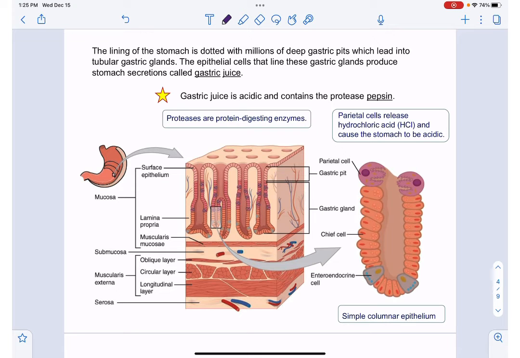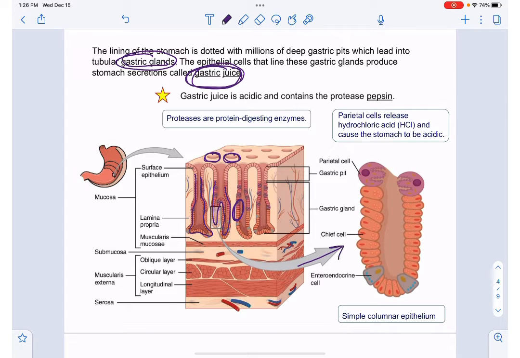So if we were to look closely at the lining of the stomach, we would see that it's dotted with millions of these gastric pits. And these gastric pits lead into these tubular structures, which are gastric glands. Each one of these tubular structures is considered a gastric gland. And the epithelial cells that line these glands are going to make secretions and collectively produce what we call gastric juice. So these epithelial cells are going to secrete products into the stomach, and collectively that forms gastric juice.